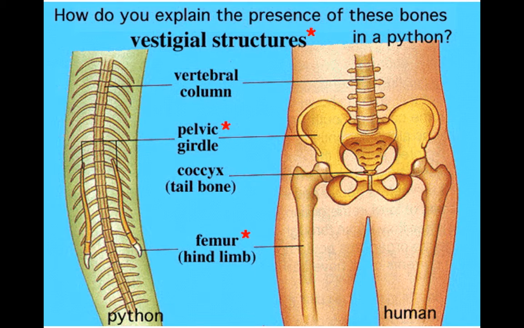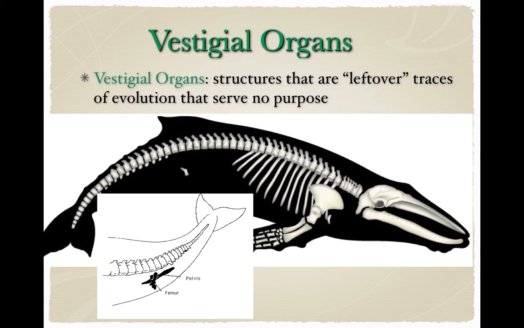But why? Snakes don't walk. So how do you explain the presence of this structure? The bones in the snake and the bones in this whale are what are called vestigial organs or vestigial structures. They are structures that no longer serve a purpose, but are left over from a species that once needed them.